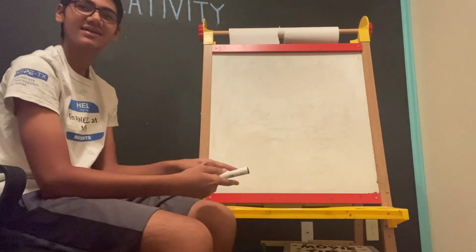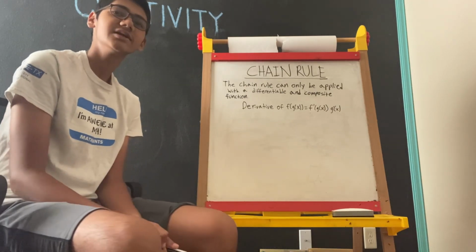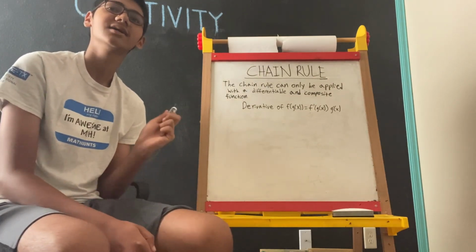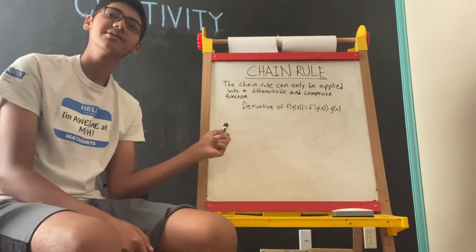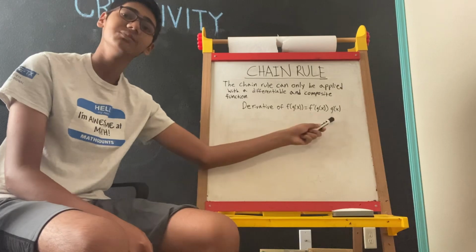Alright, let's get on with this lesson, shall we? So today, we're going to be learning the chain rule. What you must always consider before applying this rule is that it can only be used with differentiable and composite functions. And the formula for it is derivative of f of g of x equals f prime of g of x multiplied by g prime of x.